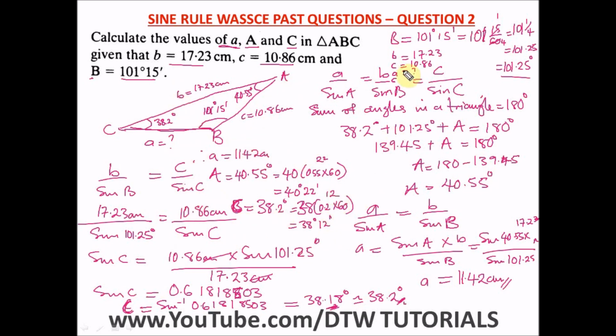Mostly these questions come out in your theory section, that's your paper 2. So this is how you solve them. This is the end of the sine rule with 2 WAEC past questions solved, and we'll go to your cosine rule, then we'll also take questions on bearing. In bearing, you can either apply your sine rule or your cosine rule.